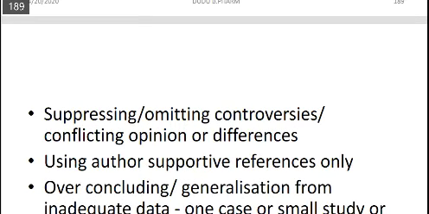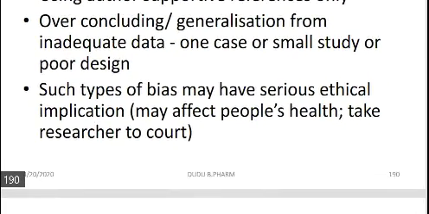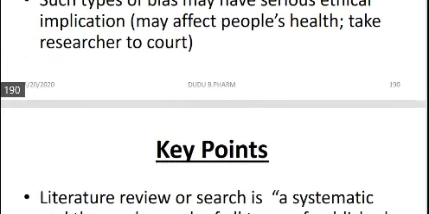Bias in literature review includes suppressing or omitting controversies, conflicting opinions or differences, using author-supportive references only, and over-concluding generalization from inadequate data, one case or small study or poor design. Such type of bias may have serious ethical implications, may affect people's health, take the researcher to court, etc.